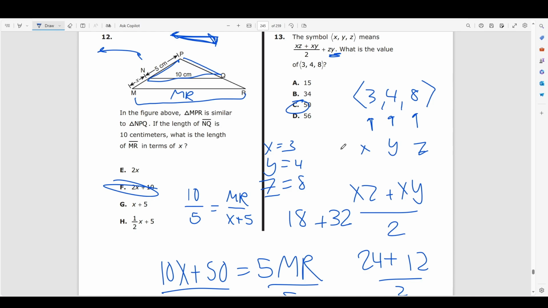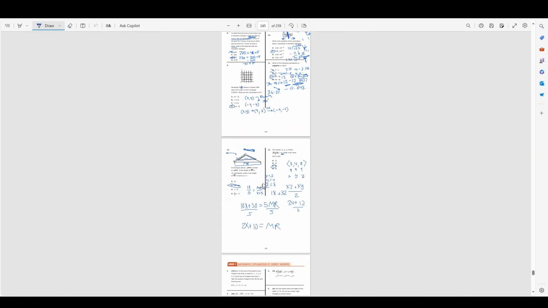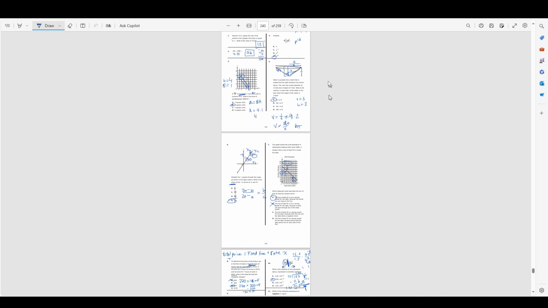Okay, and I believe that's all that the DOE gave us this year. Yep, they did. Okay, so that's all the problems that we went over.